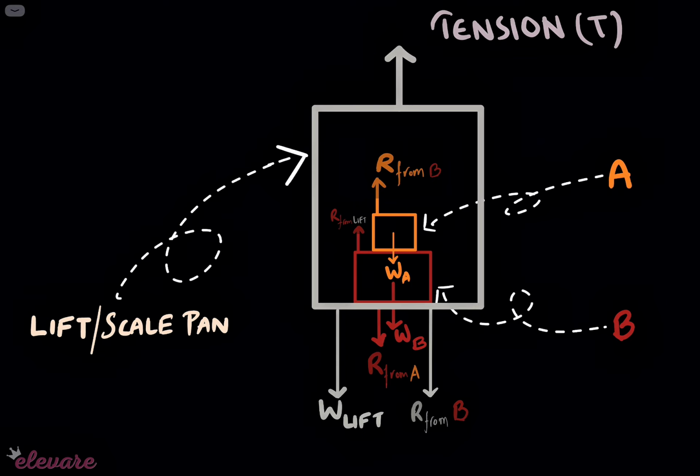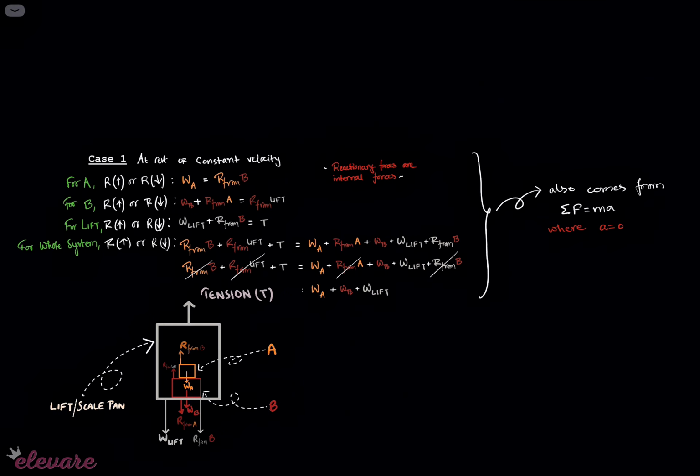All right, moving on to case 1, rest or constant velocity. Now that we have our diagram, let's move to case 1, where the lift is at rest or moving at constant velocity. The most important thing to remember here is Newton's second law. If we are at rest or constant velocity, acceleration is 0. And if acceleration is 0, the resultant force is 0. Please do not memorize the equations that I've written here. Just look at your diagram and apply logic.